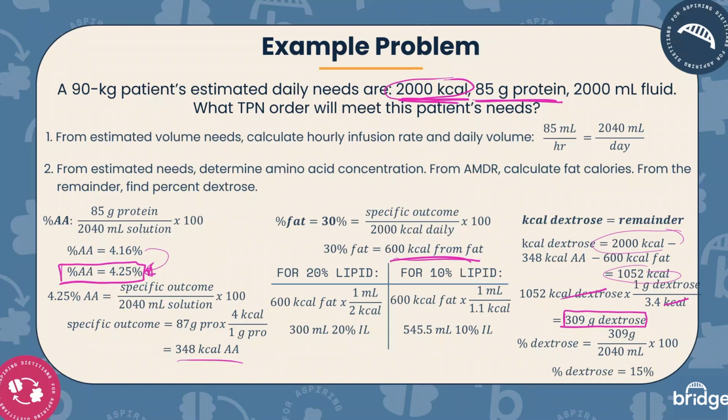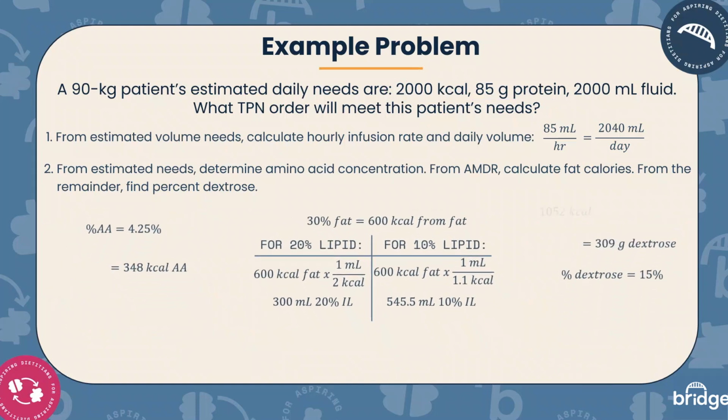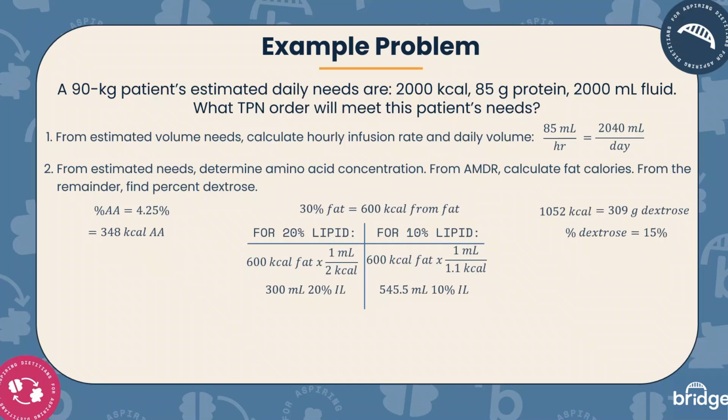So that's how we figure out the specific nutrients that are provided in a TPN solution in order to meet the patient's needs. But also remember that when we're doing TPN, there are a few important things that we have to check. Firstly, we need to check the GIR. GIR is milligrams of dextrose per kilogram per minute.